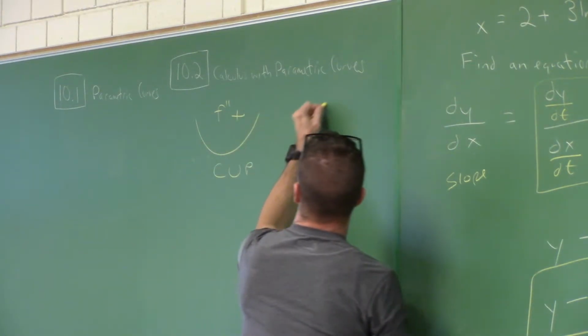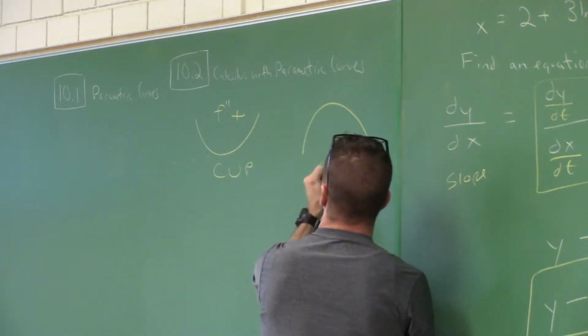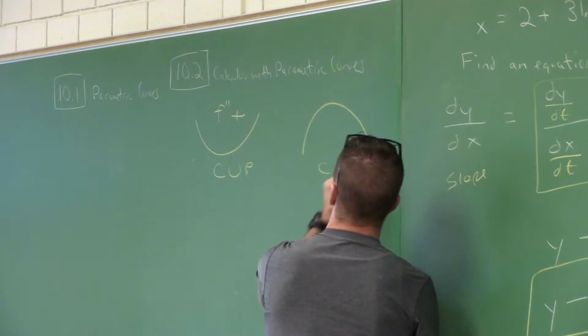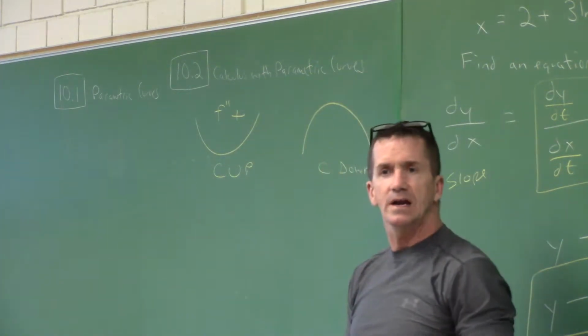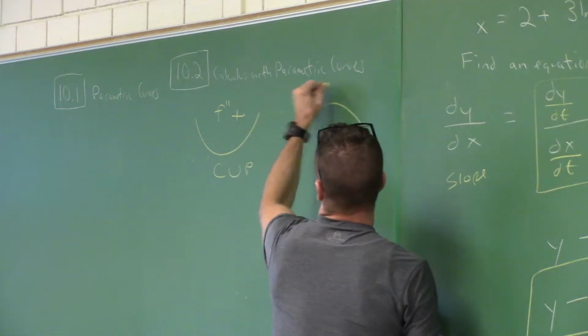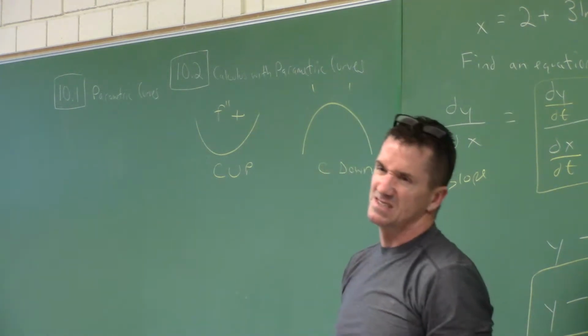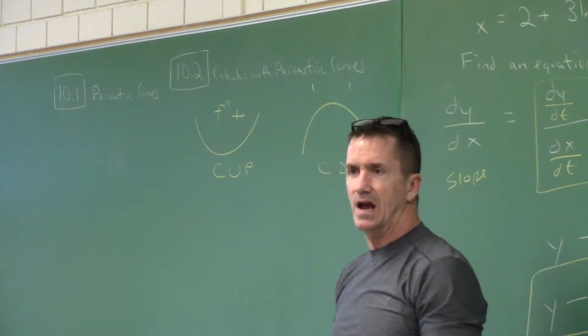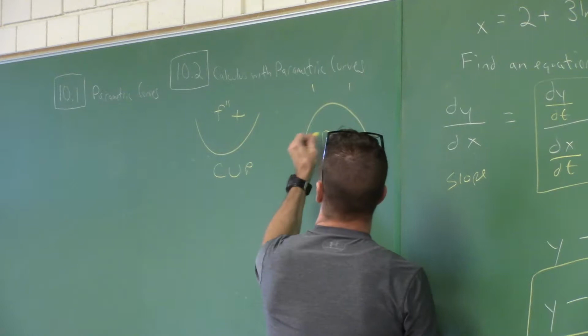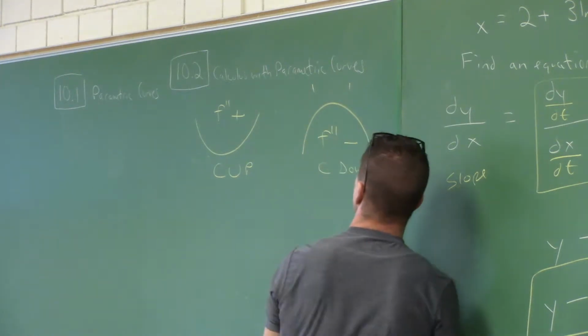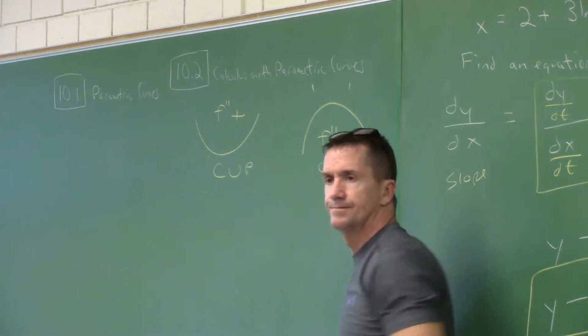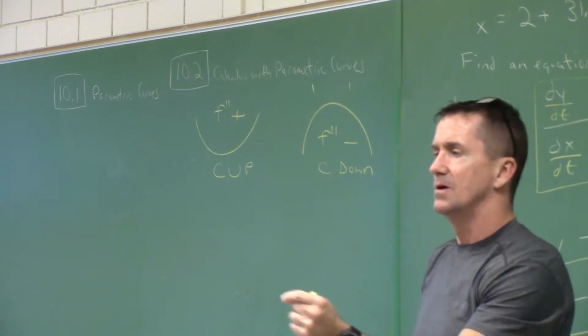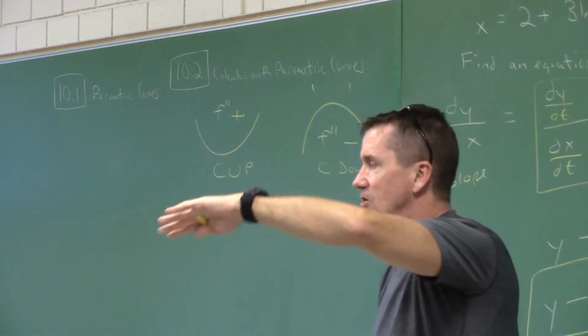And what if it's concave down, like an upside down frown? You can just put CD, concave down, like an upside down frown. Because it's an upside down frown, right? Concave down, the second derivative is going to be negative.